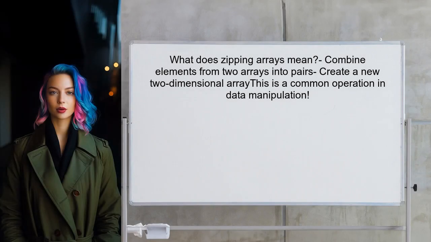So what does zipping arrays mean? Essentially, it allows you to combine elements from two arrays into pairs, creating a new two-dimensional array. This is a common operation in data manipulation and can be really useful for organizing your data.